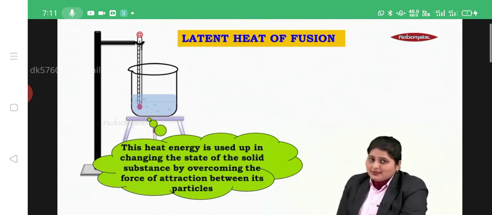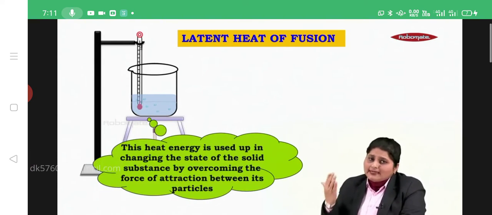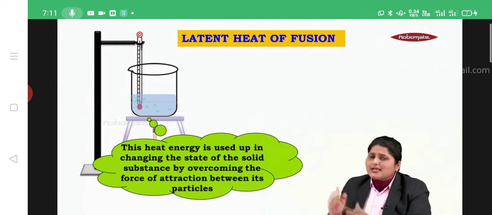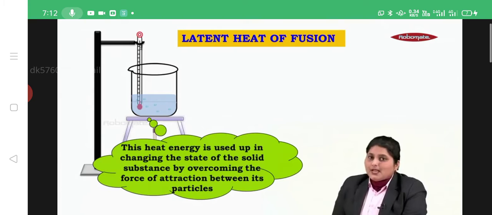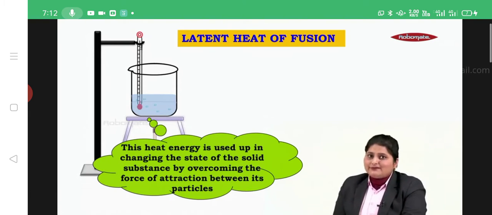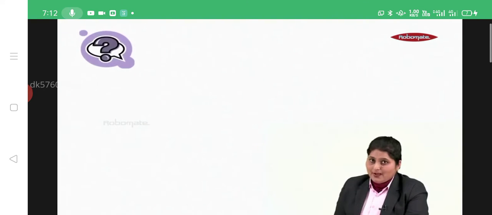This heat energy is used up. Now we are understanding why this happens, why there is a latency. Let's understand by this answer. This heat energy is used up in changing the state of the solid substance by overcoming the force of attraction between its particles. Let's move ahead and study something more about it.